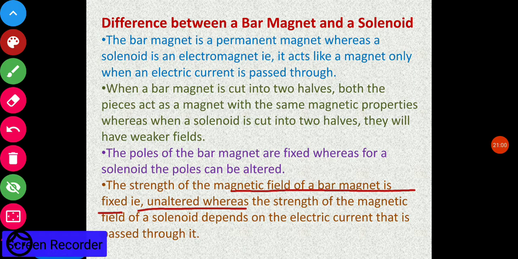The poles are fixed and their strength is also fixed. While in the case of a solenoid, the magnetic field depends upon the electric current that passes through it. So these are the differences between a bar magnet and a solenoid.